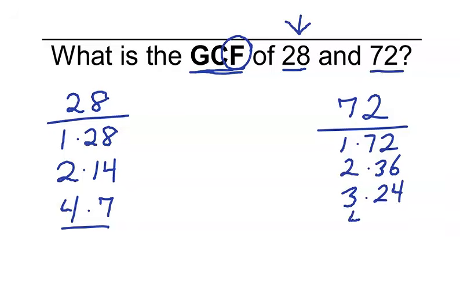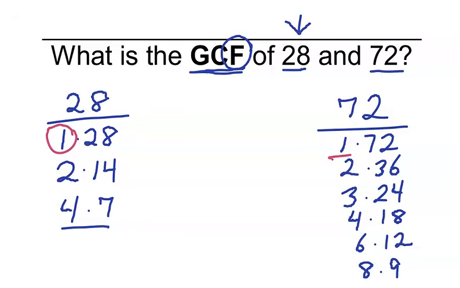4 goes into 72 18 times. 6 goes into 72. 6 times 12. And 7 doesn't. 8 does. 8 goes into 72. It's 8 times 9. Well, then 9 goes into it, so now we're repeating. So at this point, we can just see what is the largest number that's both in this group over here and that group over there.